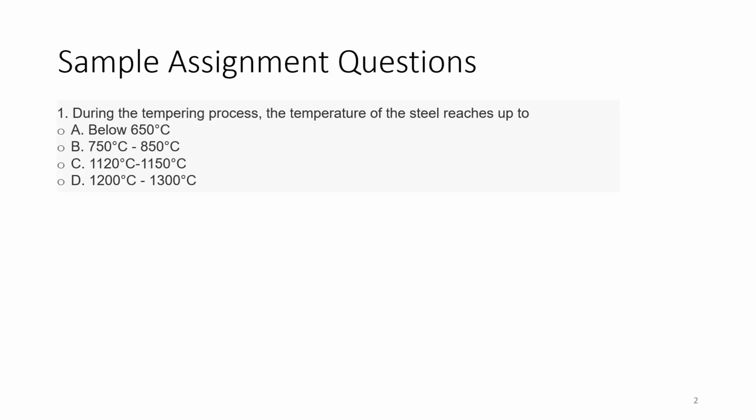So for answering these types of questions based on all heat treatment processes, you need to keep in mind the lower critical temperature of steel. Okay, so it's around 723 degrees Celsius. So above that, you'll be performing annealing and normalizing processes. Tempering will be below that. So tempering is done at very low temperatures compared to the lower critical temperature. So the correct answer will be below 650 degrees Celsius.